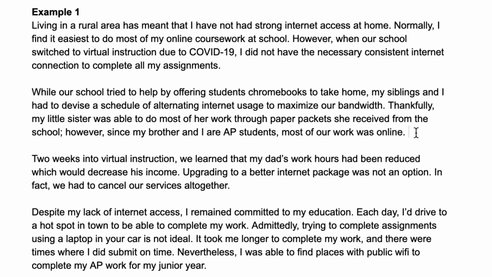So in the third paragraph, we have another layer. So not only is internet a problem, but now we have this reference to the fact that the dad's work hours had been reduced, and so consequently, there's less income coming in. So we have a quick reference to the family's financial situation. And so it says that upgrading to a better internet package was not an option. In fact, they had to cancel their services altogether. So this means that the family was negatively impacted in terms of income because of COVID-19. Now, the student doesn't go into tremendous detail here, but it is enough to give a little bit of context as to what life was like during this time period and what hardships this family faced. Notice that it's not melodramatic, it's very factual, just letting the person know here's what happened.